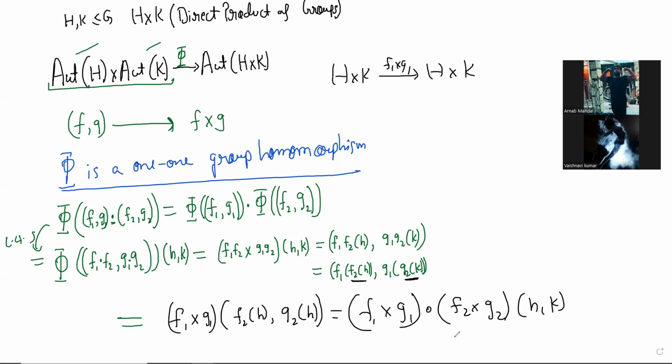But what is F2 cross G2? That is phi of F2 comma G2. That was the definition of phi. And similarly, this is phi of F1 comma G1 acting on H. I mean, that is how you know two functions are equal. If you don't evaluate them at a point, how do you know they are equal? In this kind of thing. So it's a group homomorphism.